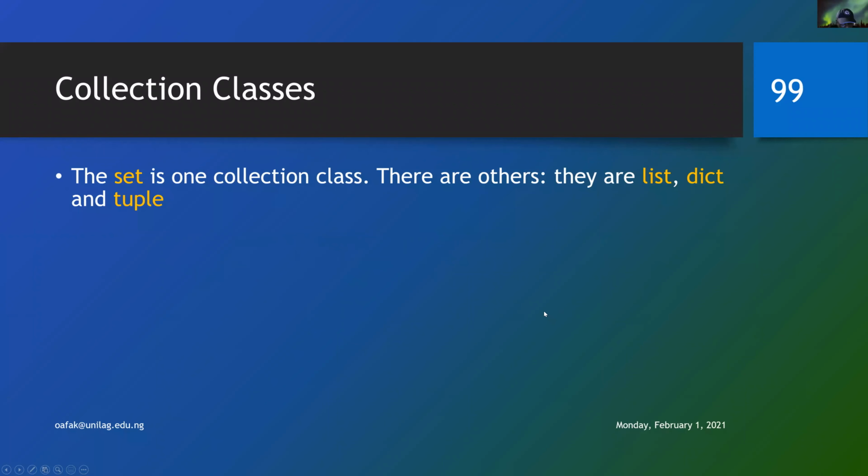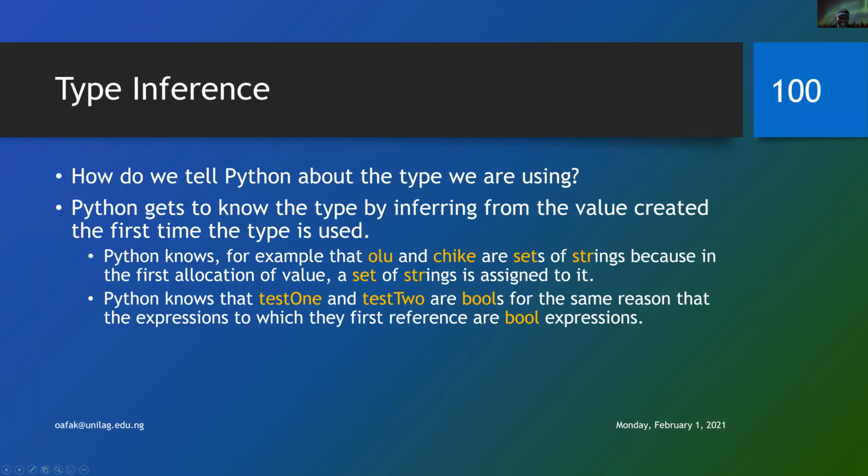Let us go back to see that. For instance, here Olu was created and a set was assigned in the assignment, so it already knows that Olu is a set because of the way you created it. This is the first time Olu appeared, and what was assigned to it is a set of integers. So it knows. It also knows that Chike is a set. It knows that difference1 is the difference between these two, and it knows that difference1 is a set because of this.